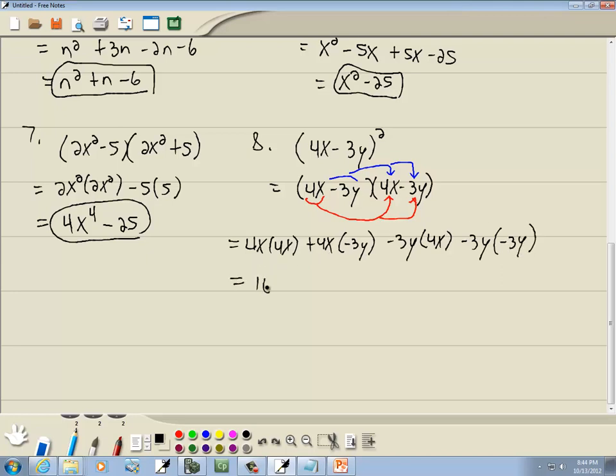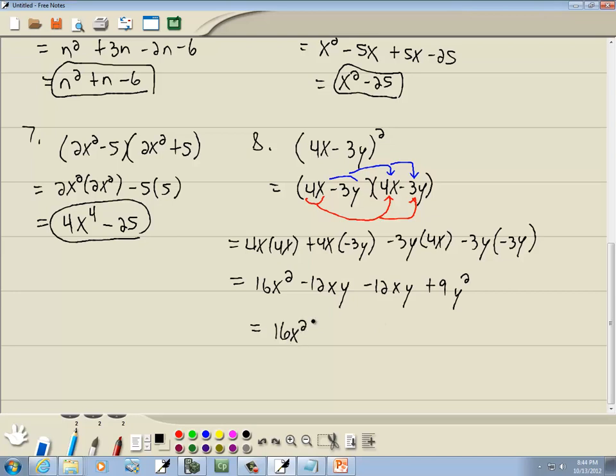Well, 4 times 4 is 16. X times x is x squared. 4 times negative 3 is negative 12, and we'll put the x and y next to each other in alphabetical order. Negative 3 times 4 is negative 12, and put the x and y next to each other in alphabetical order. Negative 3 times negative 3 is 9, and y times y gives you y squared.